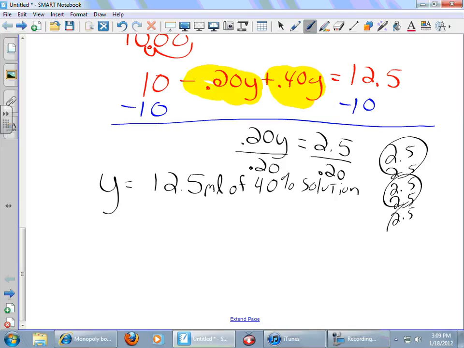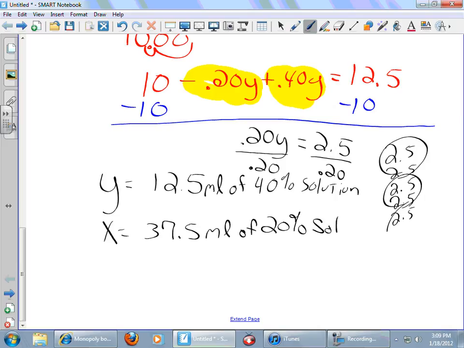That's 10. No, I'm good. That's 12.5. All right. Now, if we need 50 total milliliters, I'll take 12 away from 50 and get 38. And then I got to take another half away, so it'll be 37.5 milliliters of the 20% solution.